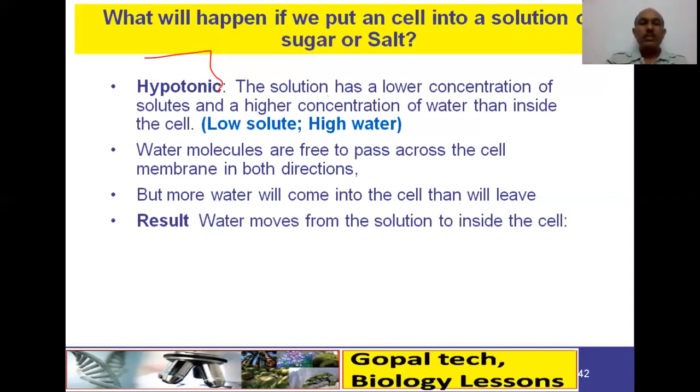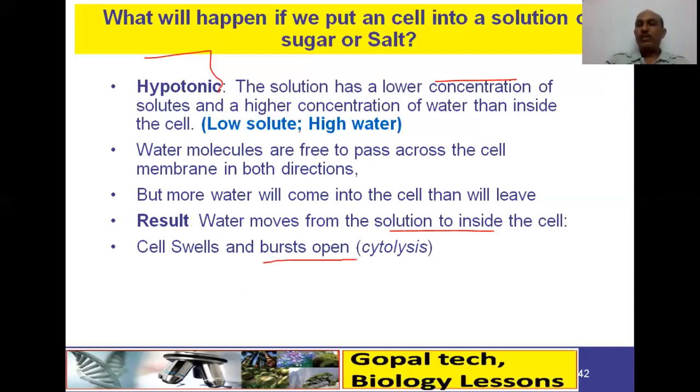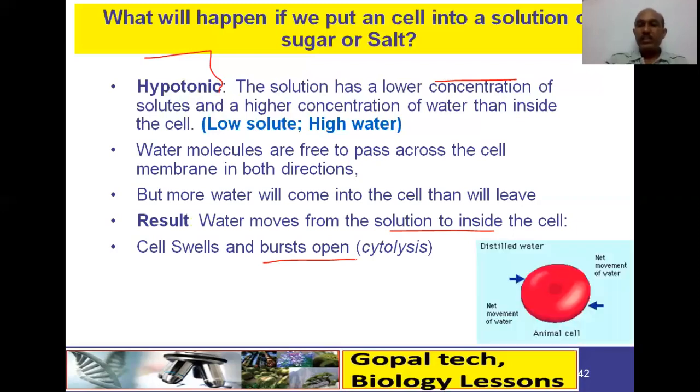Therefore, what is the result? The water moves from the solution into the cell. So the cell will swell, and it will burst open if it is an animal cell, like our RBC. The net movement of water takes place from outside to inside when the cell is kept in a hypotonic solution.